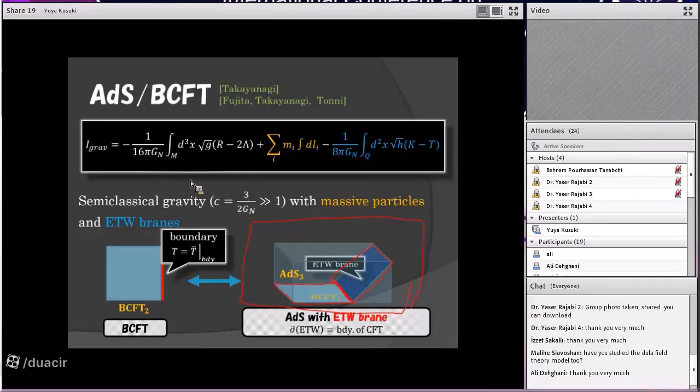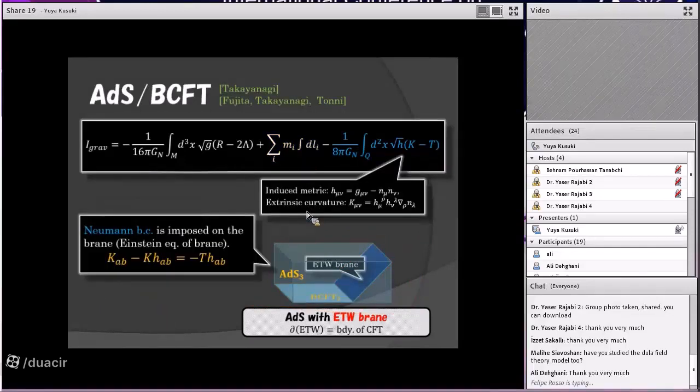And the Euclidean action of this gravity is given by this form. Here we have the Einstein-Hilbert action, this is a heavy particle term, and this is the Gibbons-Hawking term, which describes the end of the world brane. Here we impose the Neumann boundary condition on this end of the world brane. So this object is dynamical, and this dynamics is controlled by this equation. We can think of it as the Einstein equation of this low-dimensional gravity.